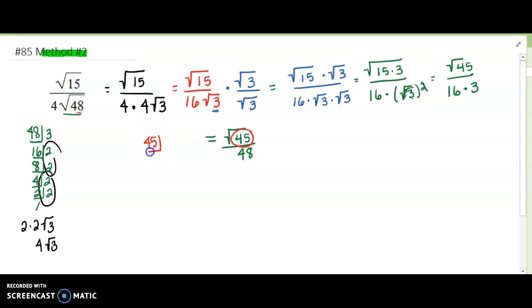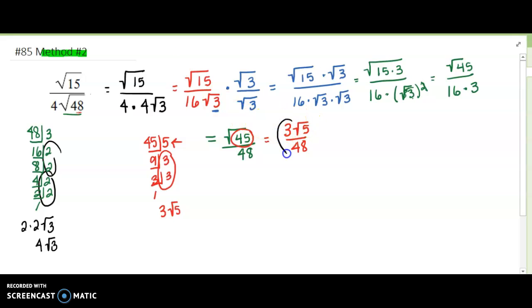Alright, so 45 goes into 5 9 times, goes into 3 3 times, goes into 3 once. Once we're done. Okay, pair of 3's, left over 5, so we have a 3 square root of 5. So I can change square root of 45 to 3 square root of 5 over 48.